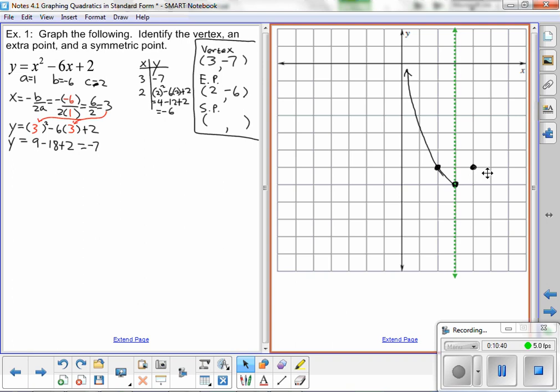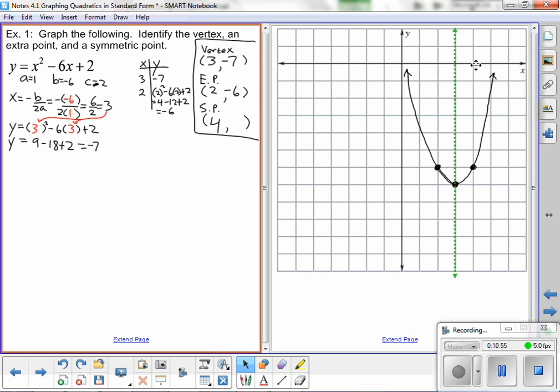Let me round this off a little more, and that's going to go up that way. And there you go, you have your graph. The symmetric point looks like it's at, let's see here, 1, 2, 3, 4. So the x value is a 4, and then I went down to -6 again. And there you go.